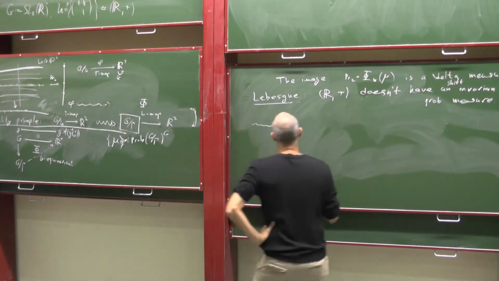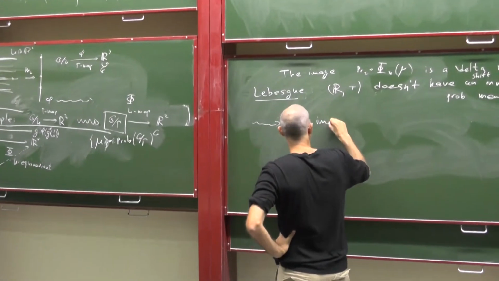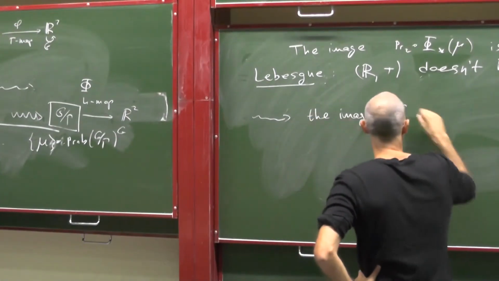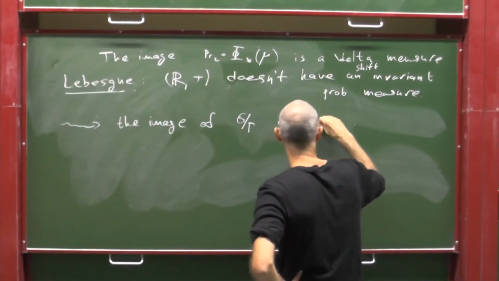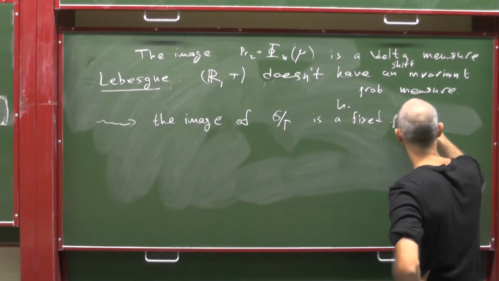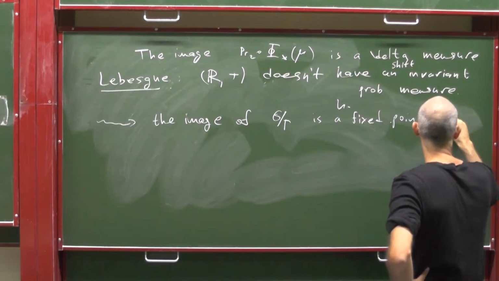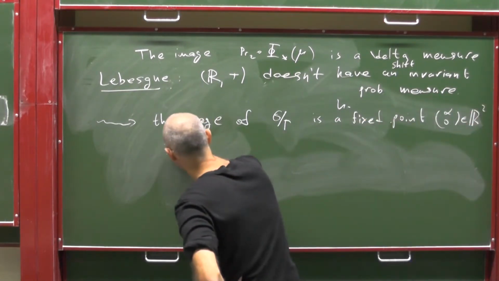So we get that the image of G mod gamma is a fixed point, a U fixed point, alpha 0 in R2 for some alpha.